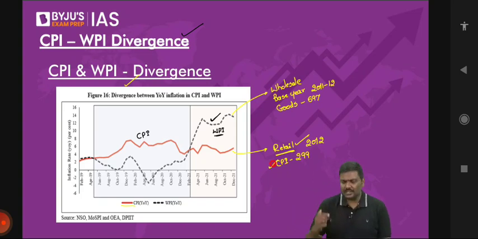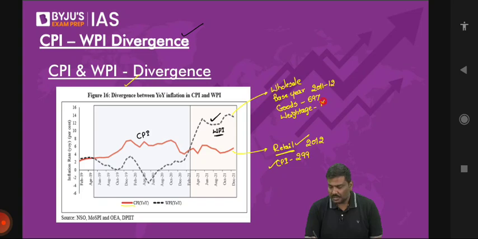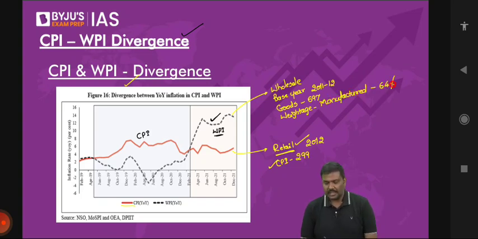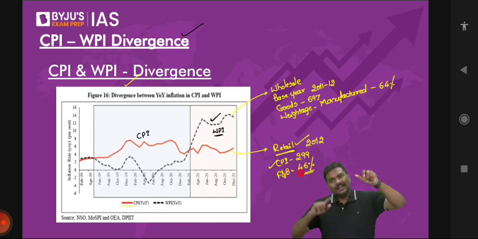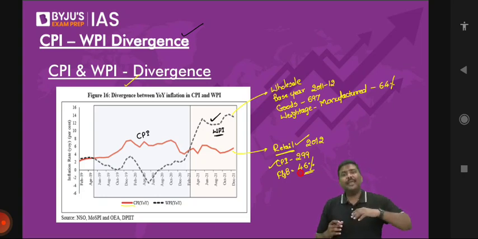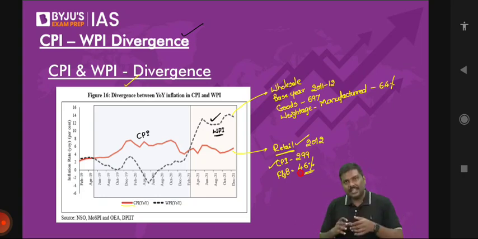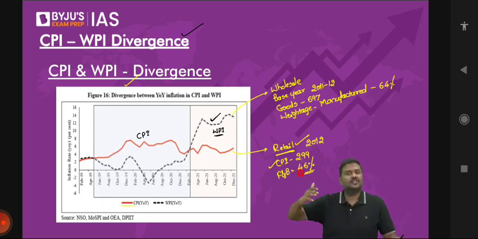What is the weightage? Which has the highest weightage in case of WPI? Manufactured goods. The manufactured goods has a weightage of 64%. Whereas in case of CPI, it is the food and beverages which has the highest weightage, 46%. So WPI, different commodities, listing is different. CPI, different commodities. So because of all of these reasons, you will see that WPI is moving at a different rate. CPI is also moving at a different rate. And that is the reason why there is a divergence.